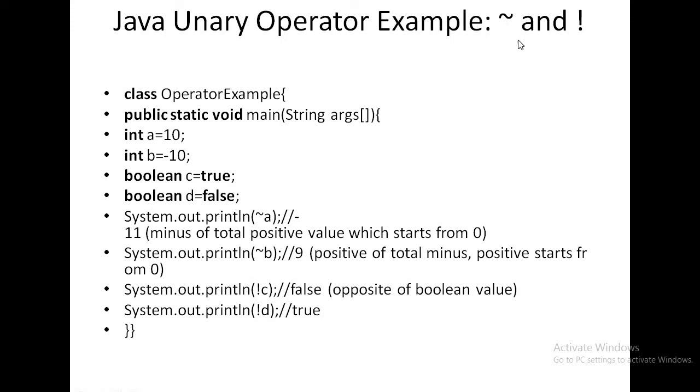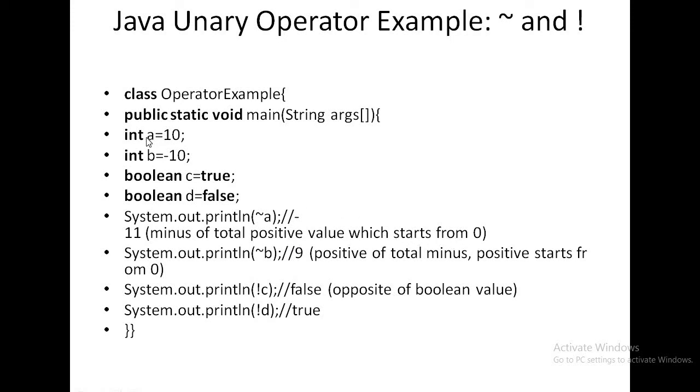Then what are these two operators, unary operators? This is one's complement and this is known as the complement operator, negation operator. Okay. So what is the work of these two operators? This one's complement operator just does the minus of total positive value which starts from 0.